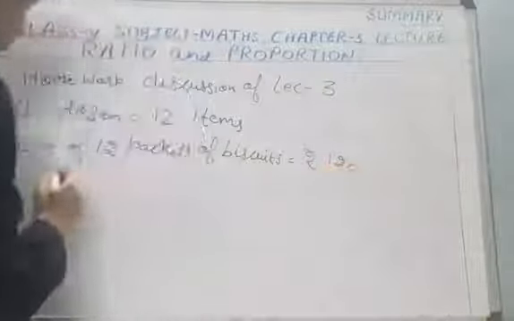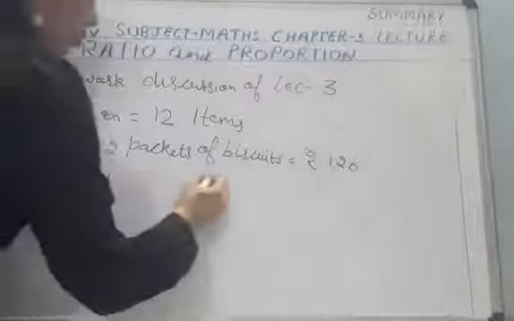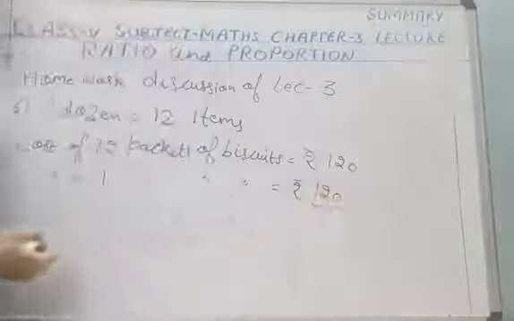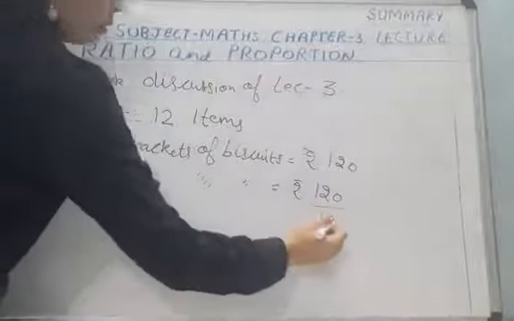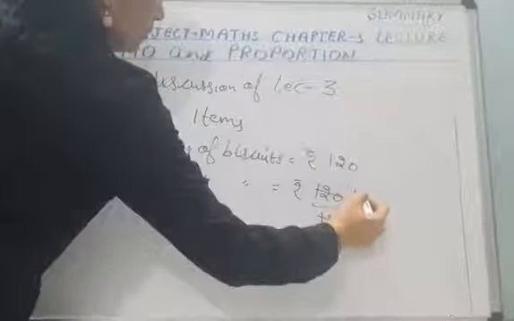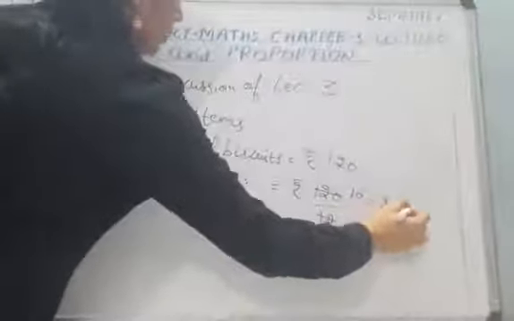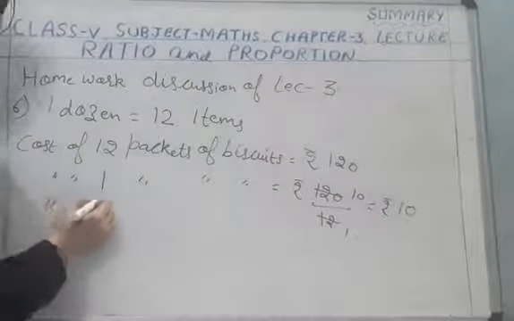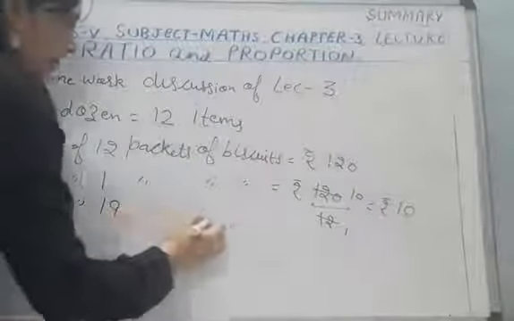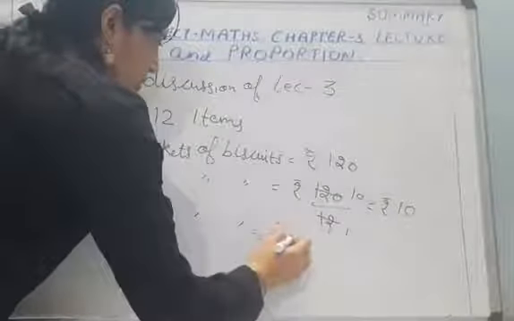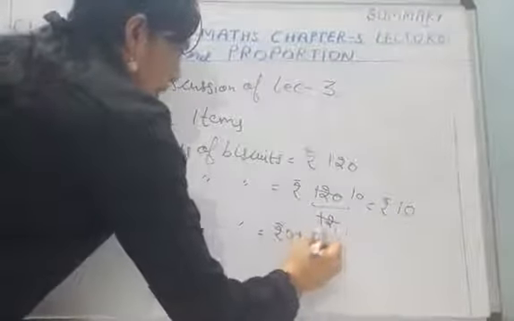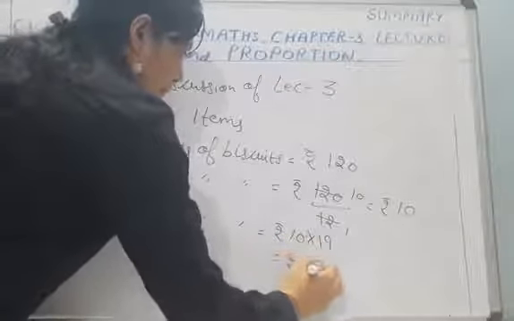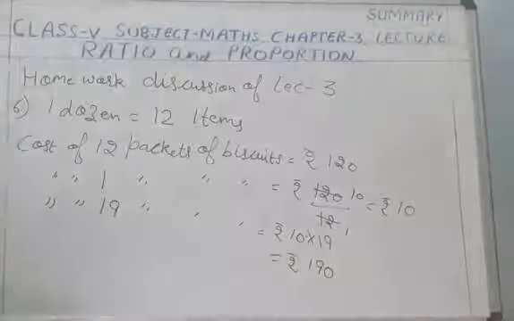Then cost of one packet of biscuit. One packet की cost कम हो जाएगी. 120 divided by 12. 12 ones are 12. 12 tens are 120. So one packet की cost 10 rupees, and we have to find out cost of 19 packets. Rupees 10 multiplied by 19 is equal to rupees 190. Right?